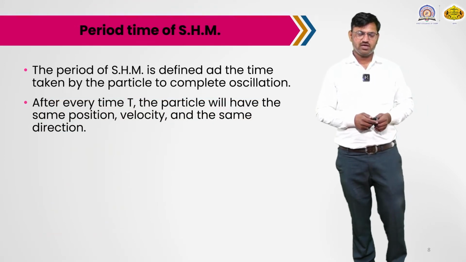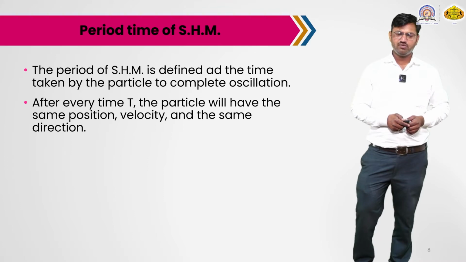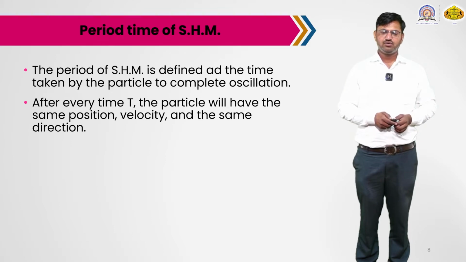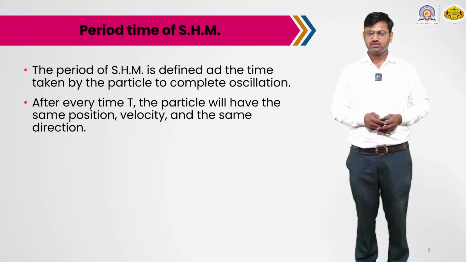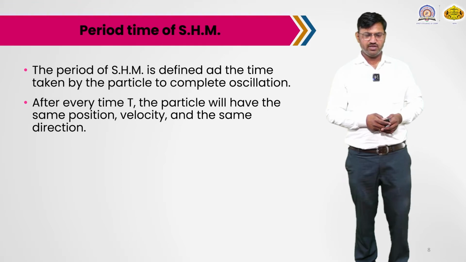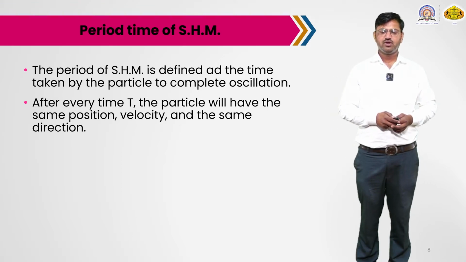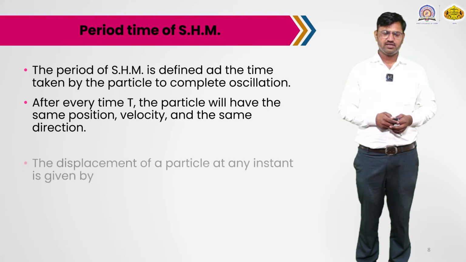Periodic time of simple harmonic motion. The period of simple harmonic motion is defined as the time taken by the particle to complete one oscillation. After every time T, the particle will have the same position, velocity and the same direction.